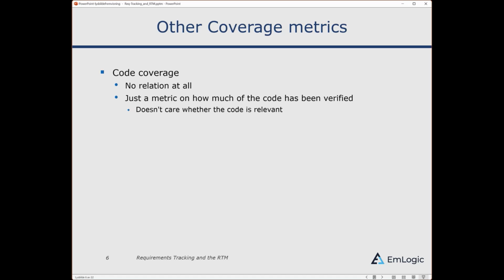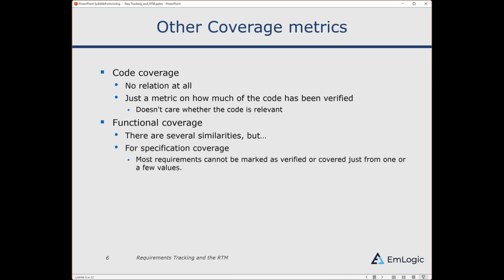So I should also mention that there are other coverage metrics because people ask me about that. Of course, you have code coverage, which has basically no relation to this at all, which is just a metric on how much of the code has been verified. And it doesn't really care whether the code is relevant or not. So just skip to the next, which is functional coverage. And people tend to mix these two, not really knowing which one to use, because there are several similarities.